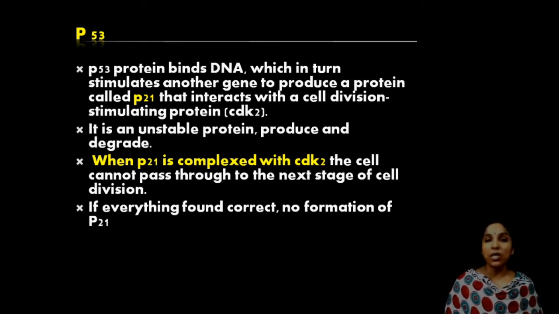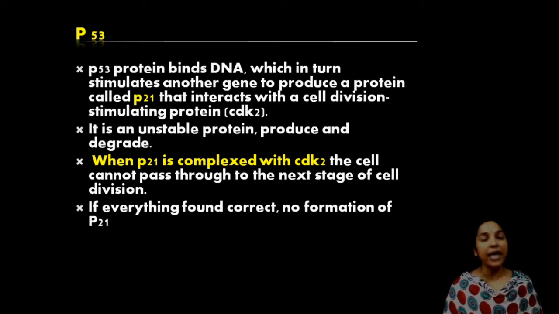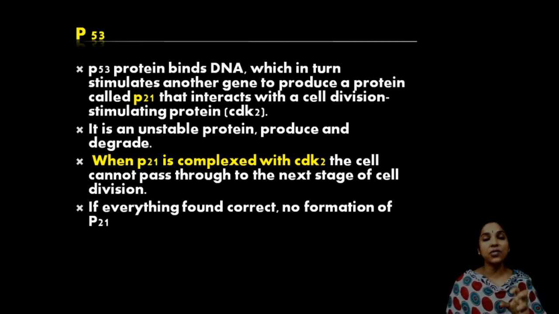P53 is a protein that binds to DNA. So the P53 protein is produced by the TP53 gene. When it is produced, if any mistakes are found, that stimulates the gene to produce a protein. That protein is known as P21. That interacts with the cell division stimulating protein CDK2.